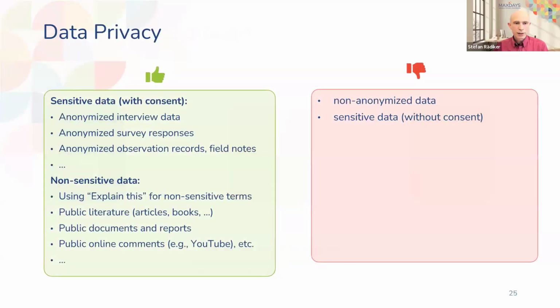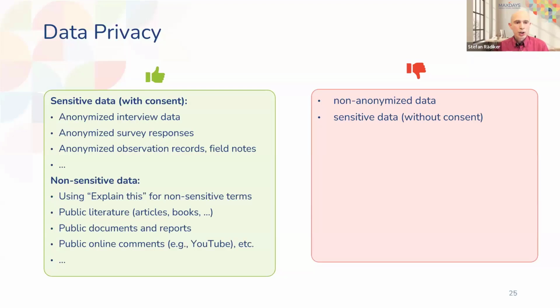Looking at different data types, we see that for sensitive data, if we have consent and we are anonymizing interview data, survey responses, and our observation records and field notes, we can use them with AI Assist, because nothing is stored, it is simply processed, the answer is sent back to MAXQDA, and that's it. Of course, using non-sensitive data with AI Assist is not a problem at all.